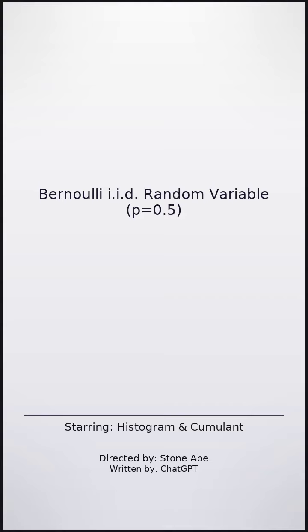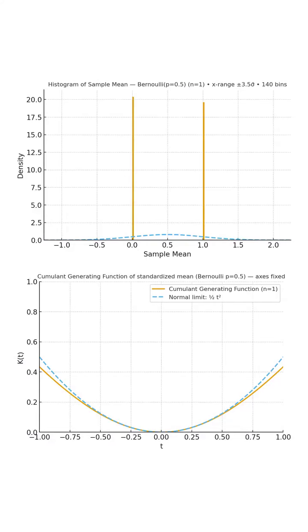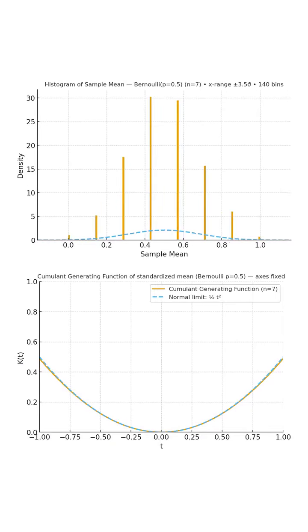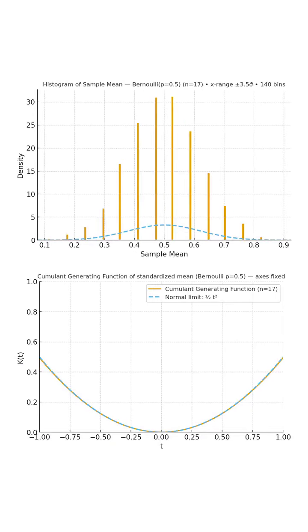In the case of example 2, each sample is 0 or 1. The sample mean is the fraction of heads. As n grows, the histogram becomes symmetric and tight, while the curve below bends again into the familiar parabola as n grows. Even though the data are just zeros and ones, the distribution of the average quickly becomes bell-shaped.